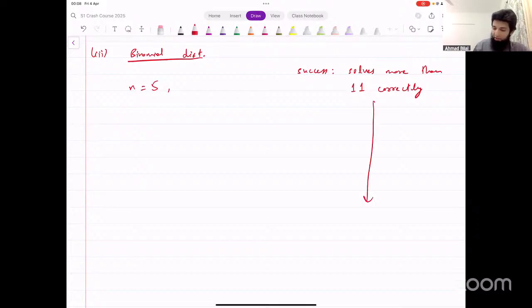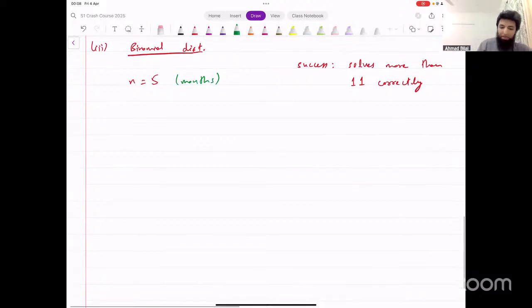This is another binomial distribution. So we have 2 binomial distributions. One is for the number of months, and the months are being repeated: 1, 2, 3, 4, 5. There are 5 months in total. And in each month, she's attempting 14 puzzles in total. So that's another binomial distribution.